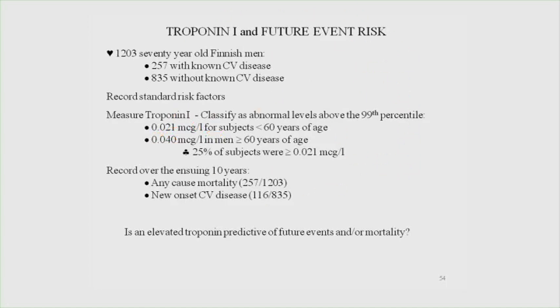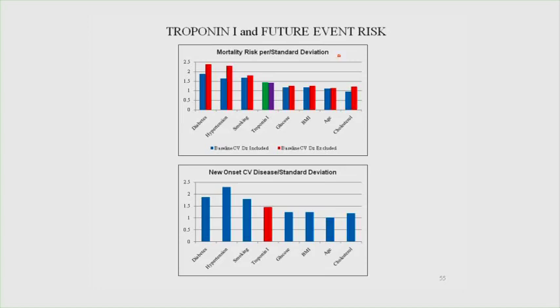And you're going to record over the following 10 years any cause mortality or new onset cardiovascular disease, and amongst the 835 70-year-olds that did not have cardiovascular disease, 116 developed cardiovascular disease. Of the entire group of 1,203 patients, 257 died. Question, is an elevated troponin just basically above the normal range associated with future event risk, mortality, or risk of new onset cardiovascular disease?